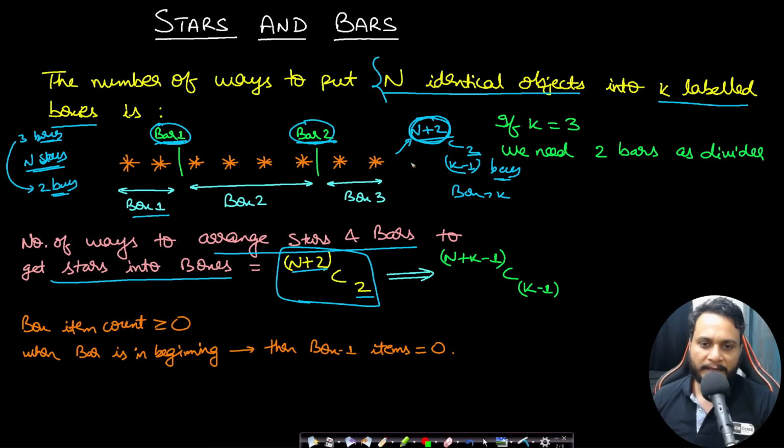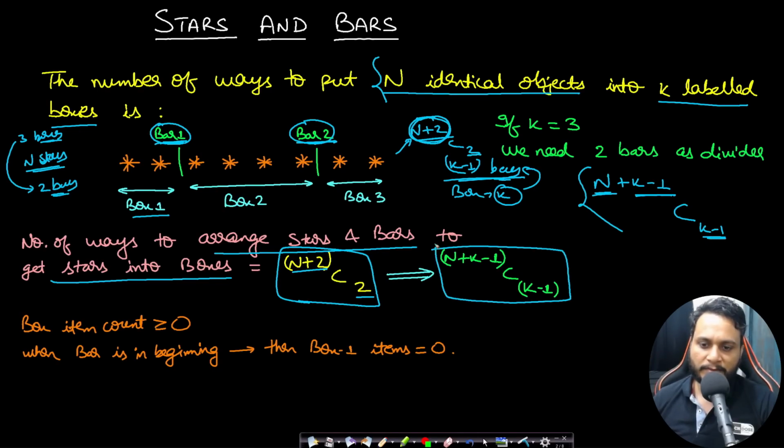Now if I generalize the solution for k number of boxes, we need k minus 1 bars, and so the total positions will be n plus k minus 1. Okay, the number of stars plus the number of bars. And within this you want to select k minus 1 positions to place k minus 1 bars, and that is why the formulation will be n plus k minus 1 c k minus 1. Right? In this case we are solving for k equals 3, because we want to make 3 groupings.